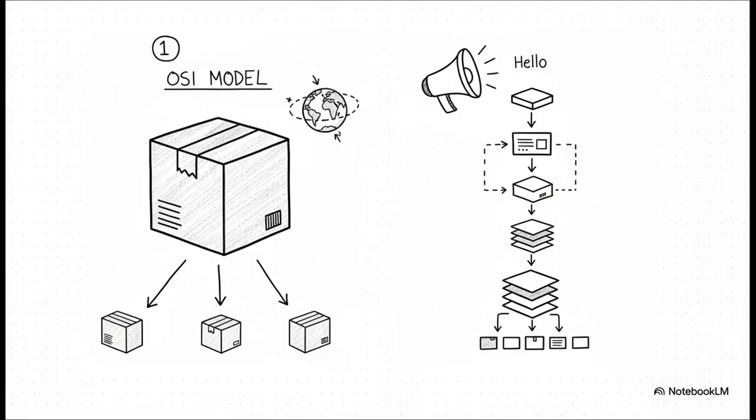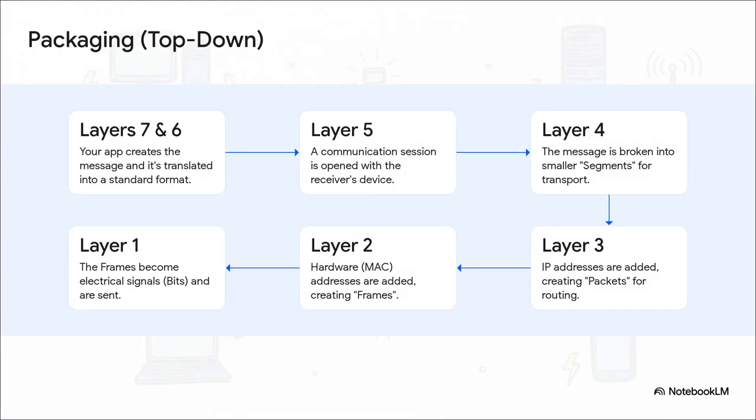Okay, let's really get into it. We're going to follow our hello message as it travels down through these 7 layers on the device that's sending it. This whole preparation process is called encapsulation. It's kind of like getting a package ready for international shipping, with each step adding a new label or instruction. So here we go, top down. At the top layers, 7, 6, and 5, your app creates the message, makes sure it's in a language the other end can understand, and opens a line of communication.